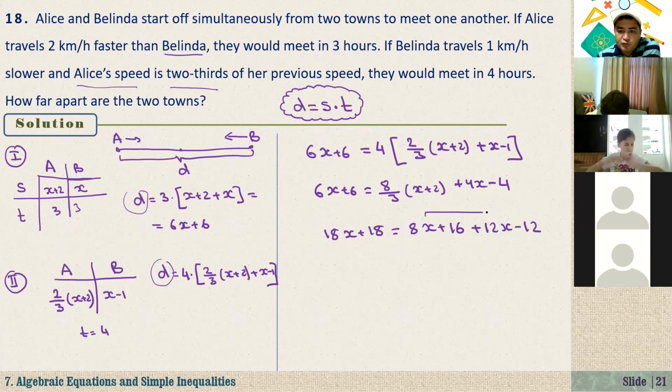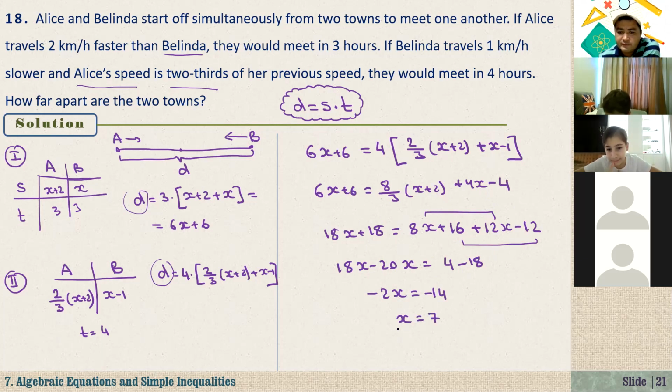So 8x plus 12x, it is 20x. Take to the left-hand side, 18x minus 20x. 16 minus 12, it is 4. Take 18 to the right, minus 18. 18 minus 20, minus 2x. 4 minus 18, minus 14. What is x? x equals 7.